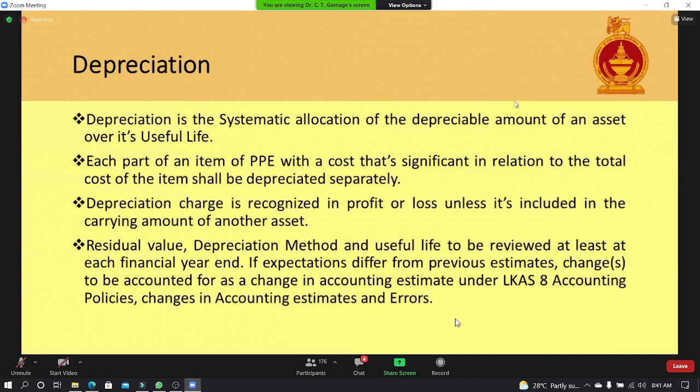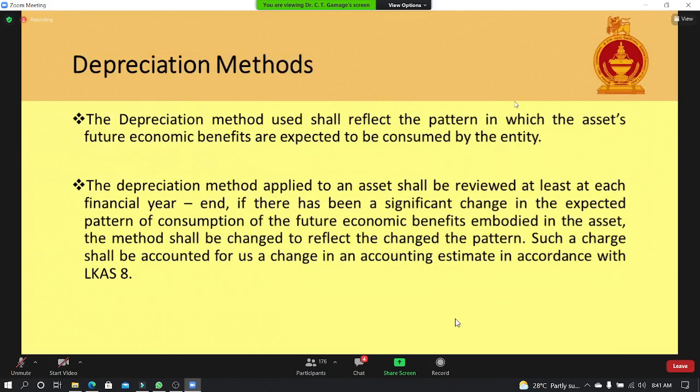So the depreciation method used shall reflect the pattern in which the asset's future economic benefits are expected to be consumed by the entity. So the depreciation method should be chosen to reflect future economic benefits. Depreciation method applied to an asset shall be reviewed at least each financial year.